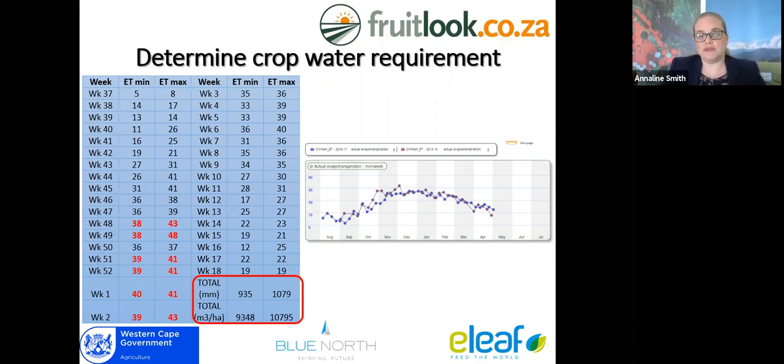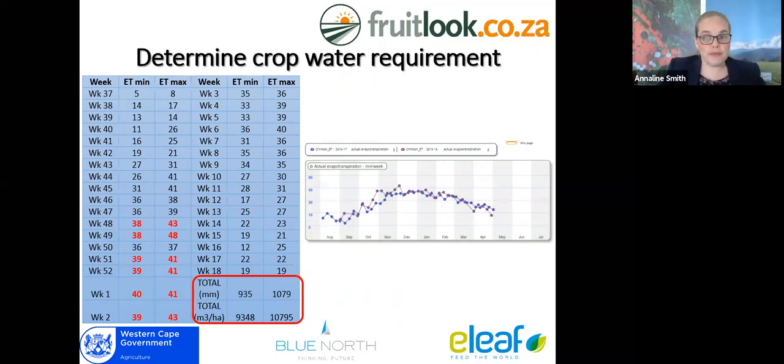So the ET minimum is calculated from that specific week's actual evapotranspiration, and your ET max will then be your actual evapotranspiration plus your ET deficit. So in other words, your potential evapotranspiration. What that gives you, if you count up your whole season, is a bottom and top margin that you have to work with. Now, this will only be applicable for one season.